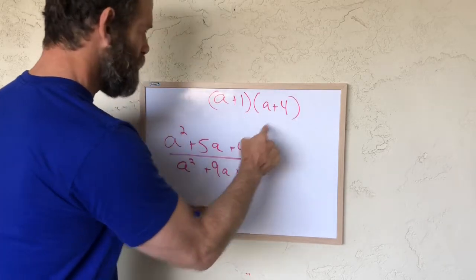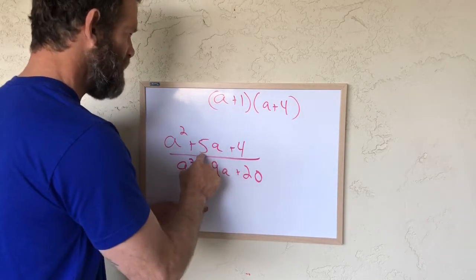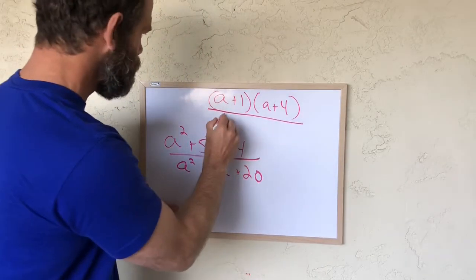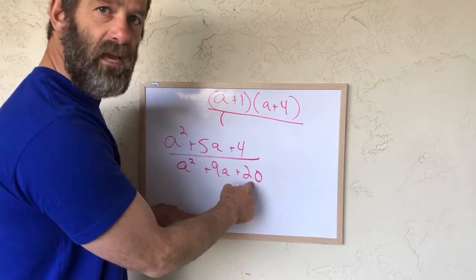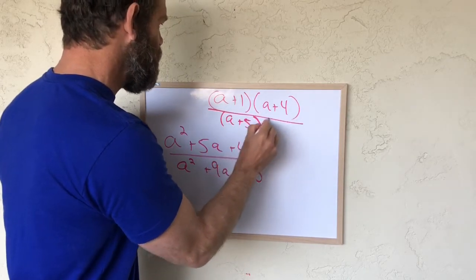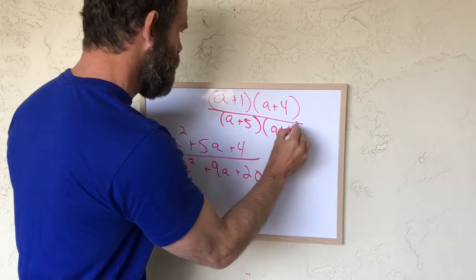Because 4 times 1 is 4, and 4 plus 1 is 5. That's your numerator. Over, factor the bottom. Two numbers that multiply together give you 20 and add together to give you 9. A plus 5, a plus 4.